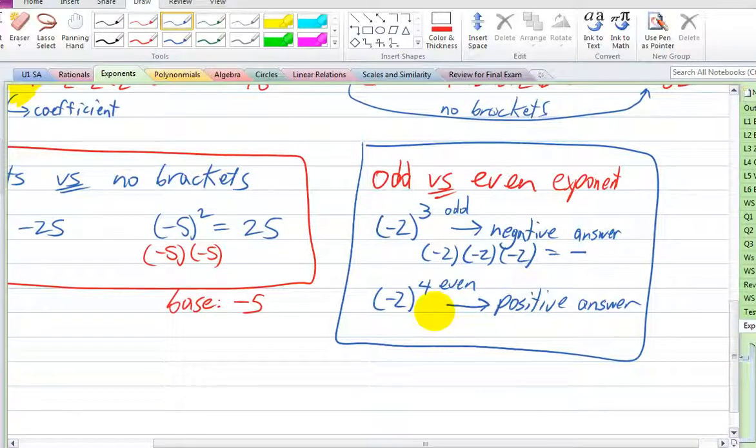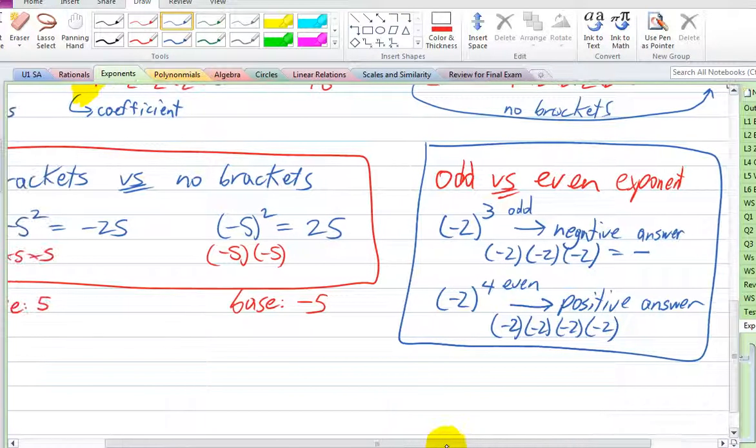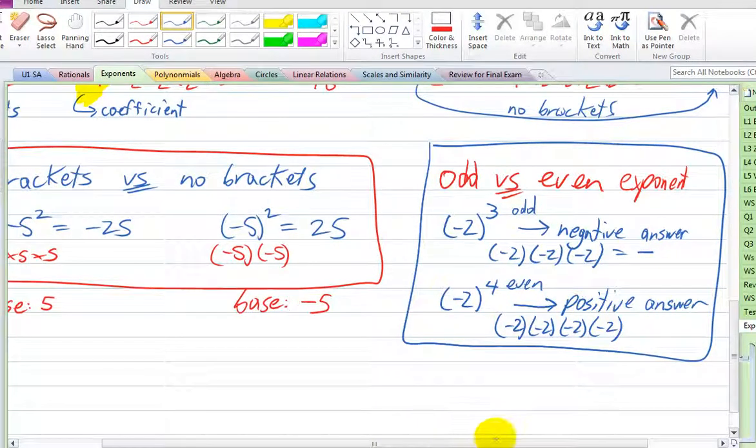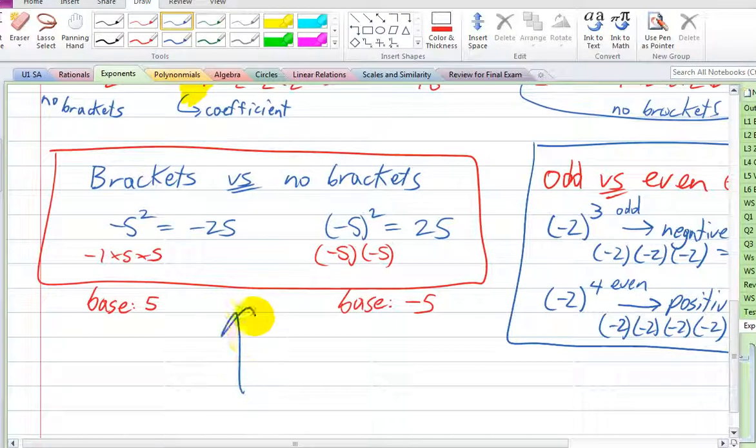This one, of course, is -2 times -2 times -2 times -2. Now, if we didn't have brackets, we wouldn't be talking about this, would we? If we didn't have brackets, we'd be looking over here on the left side. Okay, brackets versus no brackets and their different meanings. Okay, that's it. Get to work.